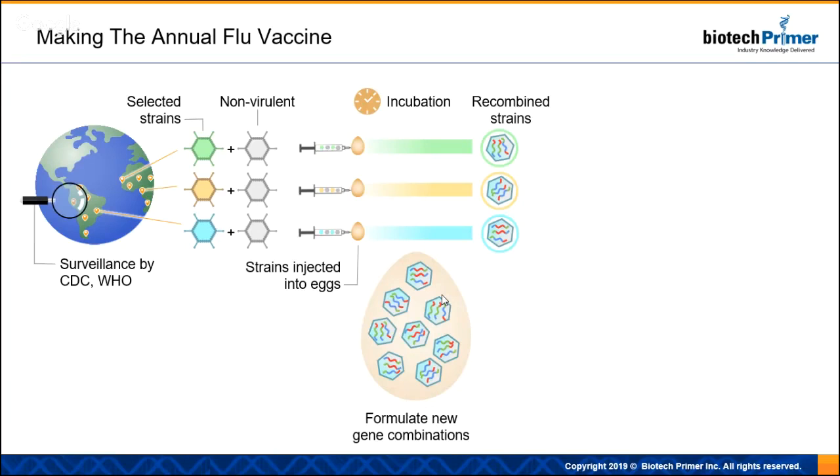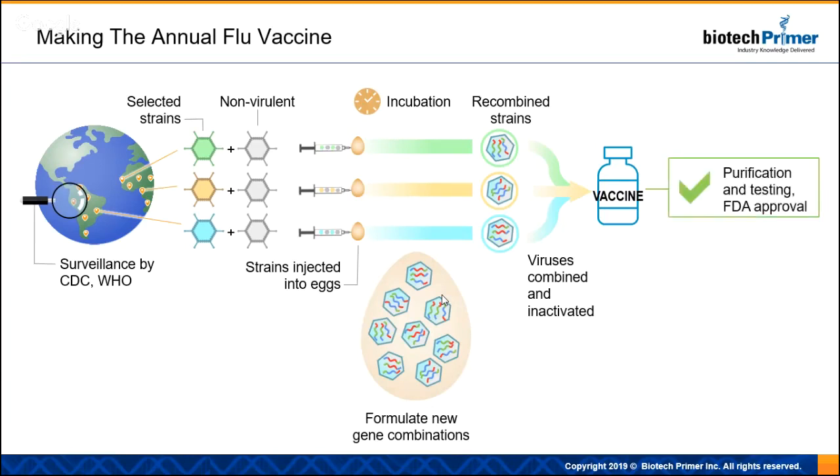So we're going to take these recombined strains, and then as an additional safety measure, we will further inactivate them. So again, we'll subject them to heat treatment, to UV light treatment, any of these different methods to make sure that this attenuated virus is inactivated and is not going to make us sick. And then purification, testing, FDA approval.